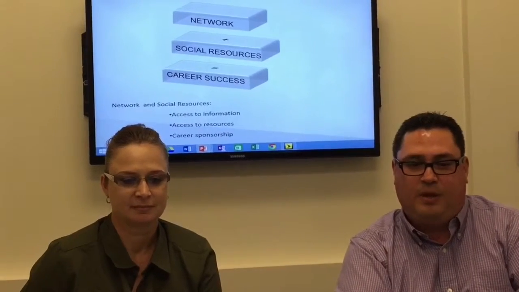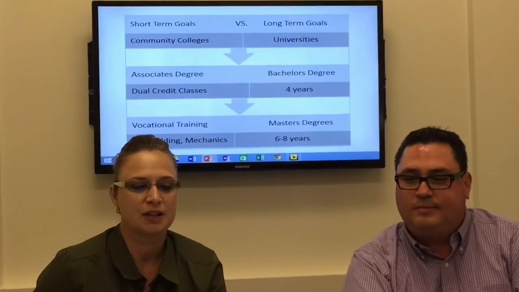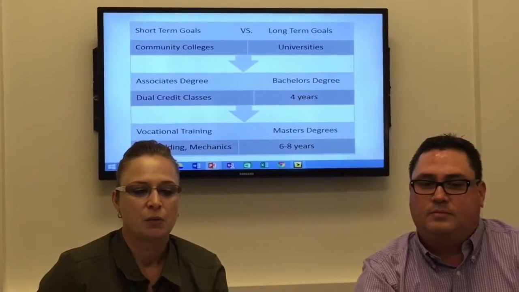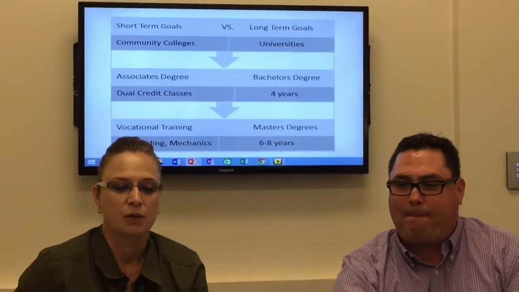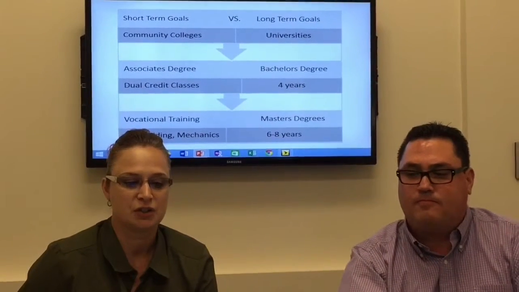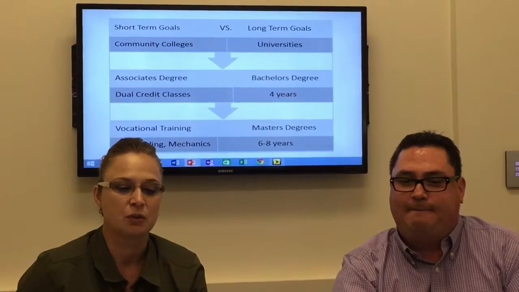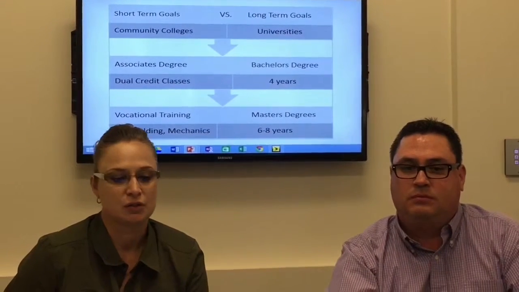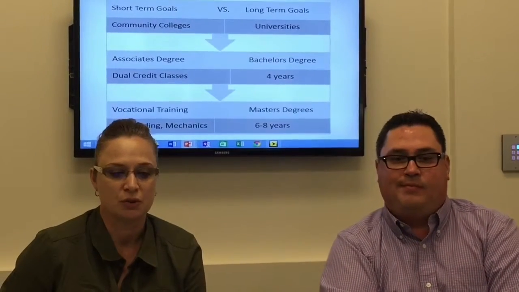The other topic is career sponsorship. For career sponsorship, we're going to talk about some short-term goals versus some long-term goals. One of the short-term goals that you may have is community college, which is a 2-year college where you can get your associate's degree. Some of the classes that you may take here at the high school may include dual credit classes, and if you could get into those, it will be very helpful in obtaining your associate's degree much sooner.